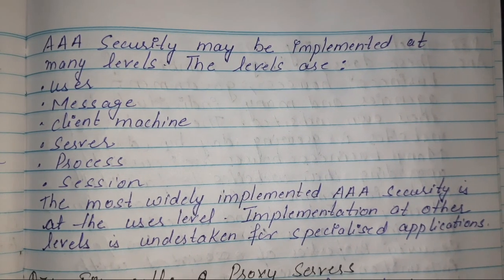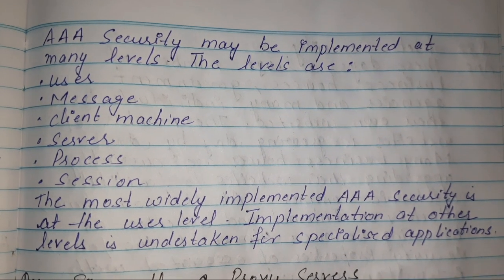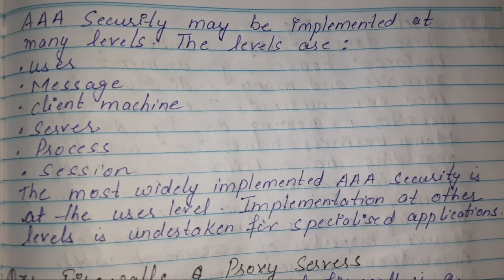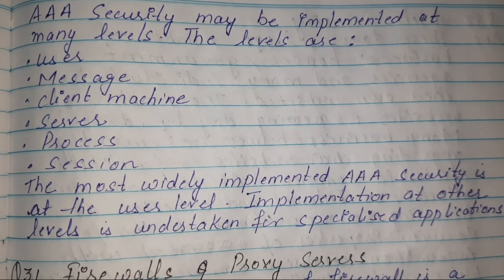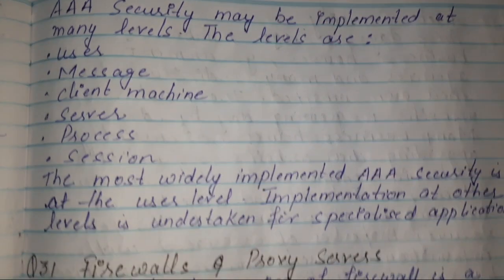AAA security may be implemented at many levels. These levels are user, messages, client, machine, server, process, session. The most widely implemented AAA security is at the user level. Implementation at other levels is undertaken for specialized applications.